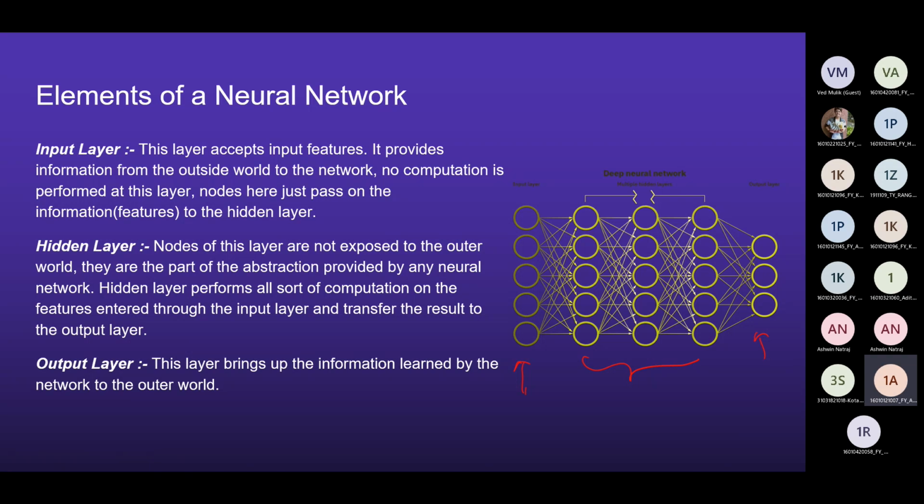And then we have the hidden layer. This is where most of the computation takes place on the features inputted to the neural network. And after this, the result is passed on to the output layer. And the output layer is where we can see the result learned by the neural network.